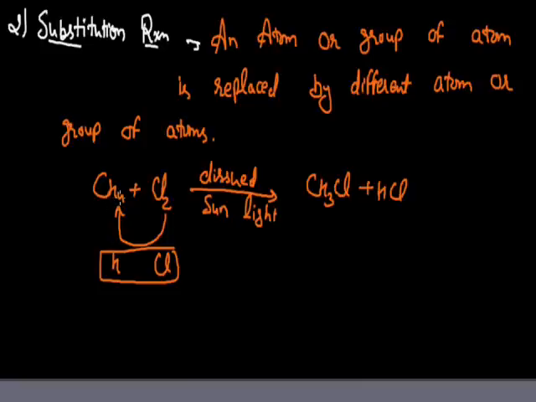In this reaction, of the 4 hydrogen atoms of methane, one is replaced by 1 chlorine atom, and since an atom is replaced by another one, this kind of reaction can be taken as an example of a substitution reaction.